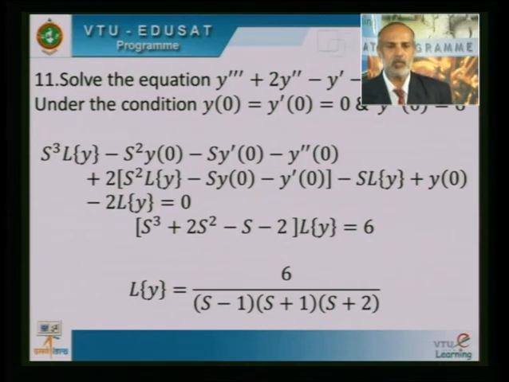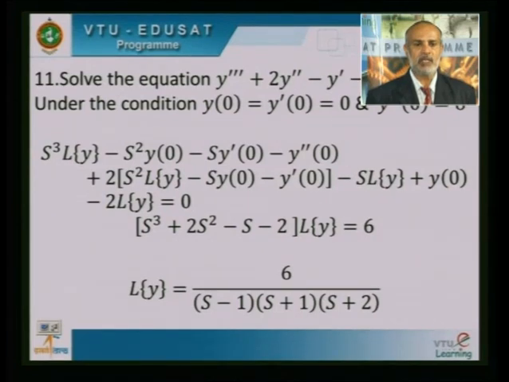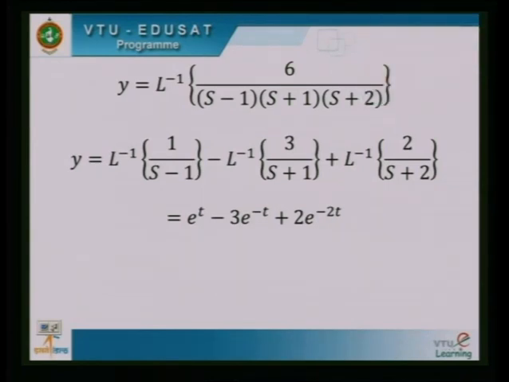Now s cubed plus 2 s squared minus s minus 2 you can transfer to the RHS, so L of y is equal to 6 divided by s cubed plus 2 s squared minus s minus 2. Now we can factorize it, that becomes s minus 1 into s plus 1 into s plus 2. Now you can solve the partial fractions.